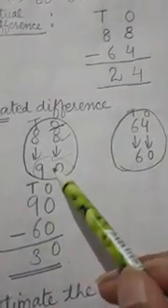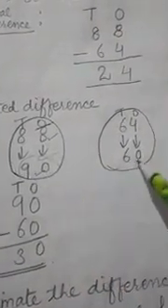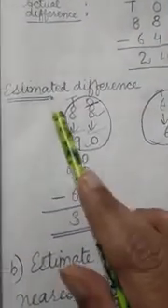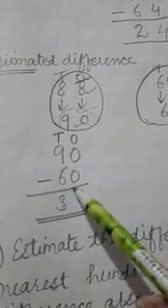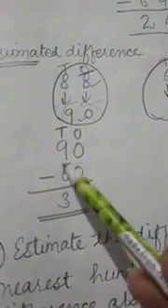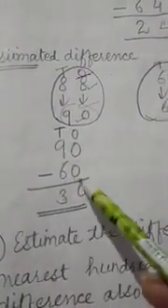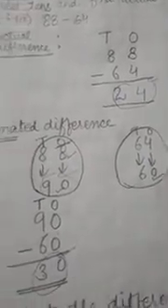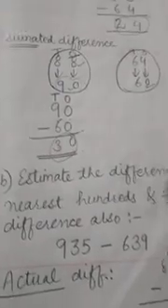Now these are the estimated numbers, 90 and 60, and when we subtract them, we will get the estimated difference. 90 minus 60: 0 minus 0 is 0, 9 minus 6 is 3. So 30 is the estimated difference and 24 is the actual difference. Now see one more example.